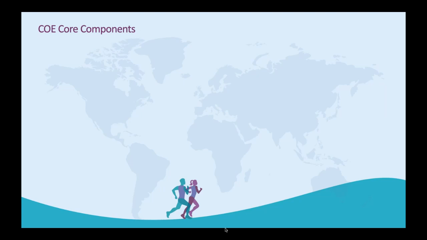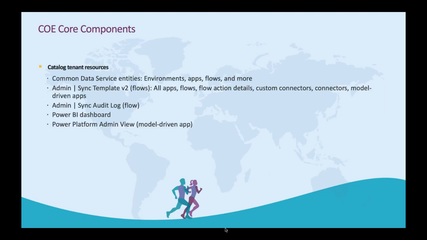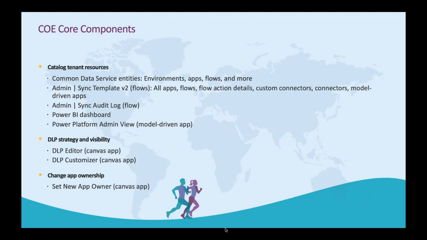So the core components of the COE Starter Kit: it syncs all of your resources into entities and builds an admin app on top of that to help you get more visibility for the apps, the flows, the makers that exist in your environment. So some of the things that are out there today is the catalog tenant resources. Here's some of the components that come with the COE Starter Toolkit in the core components. The DLP Editor and Customizer. I'll show you guys an example of those later in the presentation.